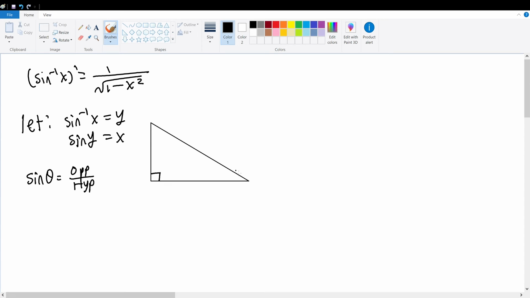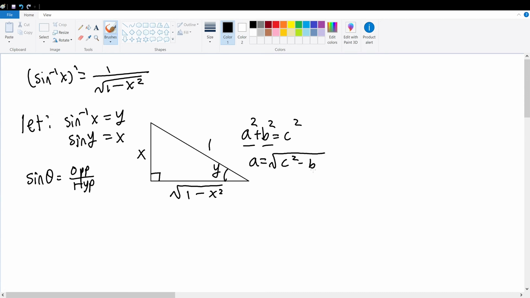So if we have this right triangle and I assume this angle to be y, that means the side opposite to it will be x and the hypotenuse of this right triangle will be 1. And the third side can be found by taking the square root of the hypotenuse squared minus our second side, x, squared. And this comes straight out of the Pythagorean property, which says that a squared plus b squared is equal to c squared. To find any of the legs, such as a, it will be equal to the square root of c squared minus b squared, the hypotenuse squared minus our second leg of the right triangle squared, hence obtaining the square root of 1 minus x squared as our third side of this right triangle.